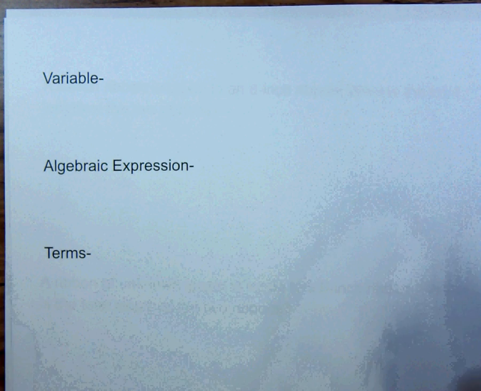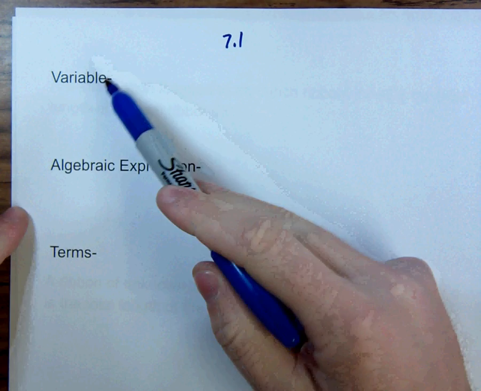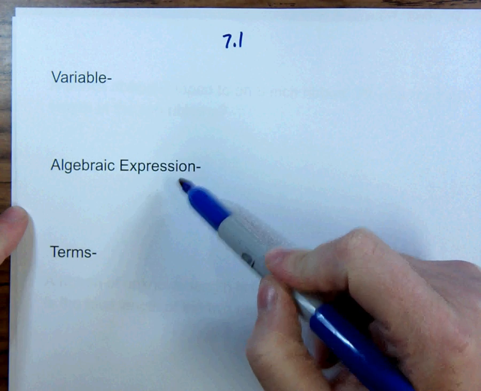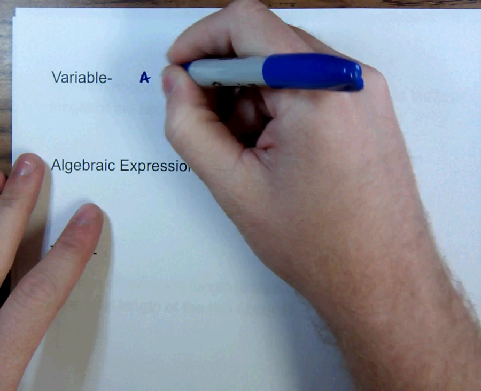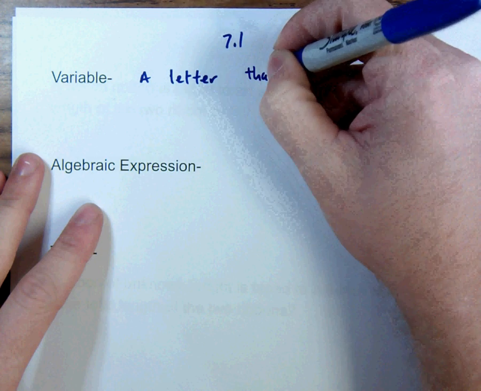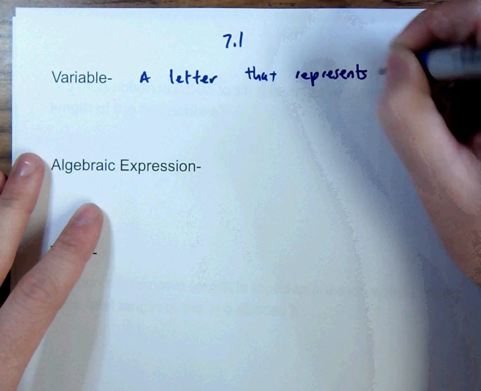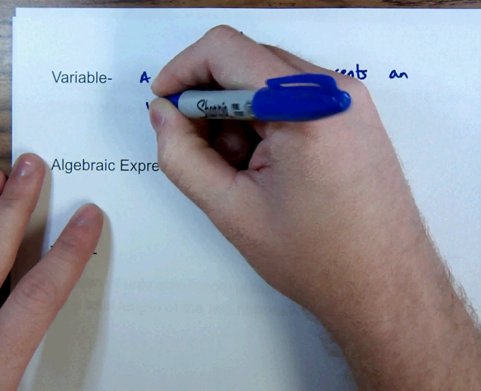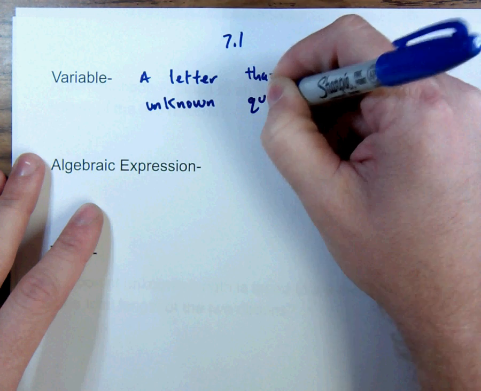Okay, so what we're going to talk about in this video is just the vocabulary for chapter 7.1. So we have three terms. We have a variable, an algebraic expression, and terms. So a variable is a letter that represents an unknown quantity.